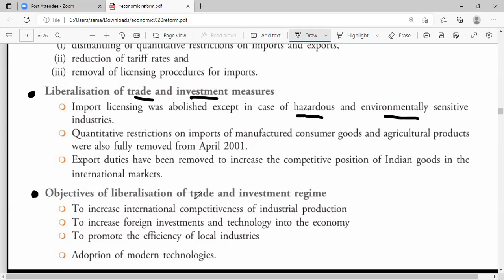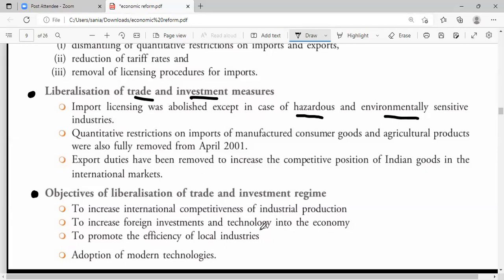Next, the objective of liberalization of trade and investment regime. Why do the trade and investment sectors need liberalization? First, to increase the international competitiveness of industrial production. Earlier there was no competition, and until and unless you have competition, you cannot perform well. So to increase international competitiveness, liberalization was important.